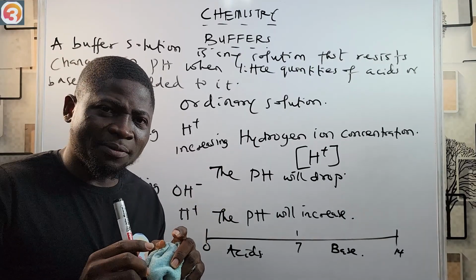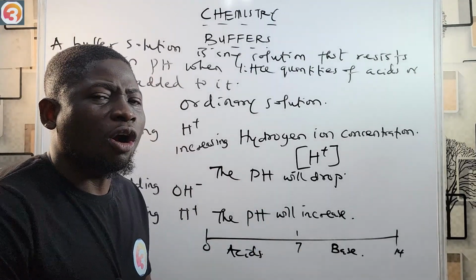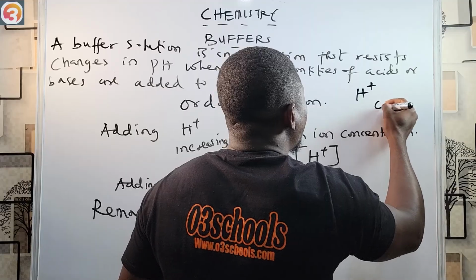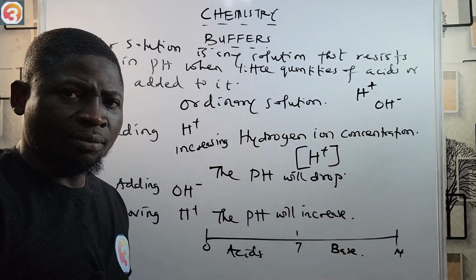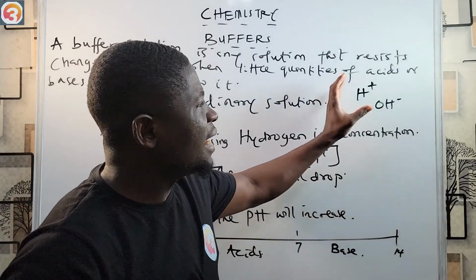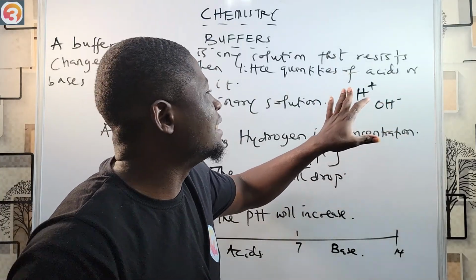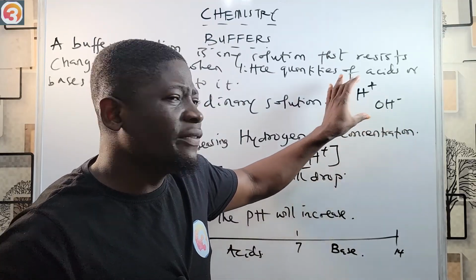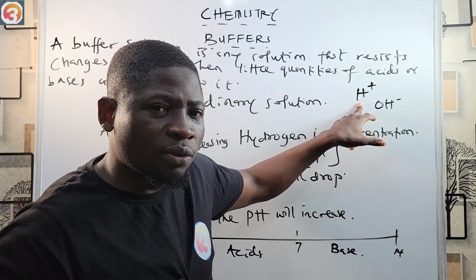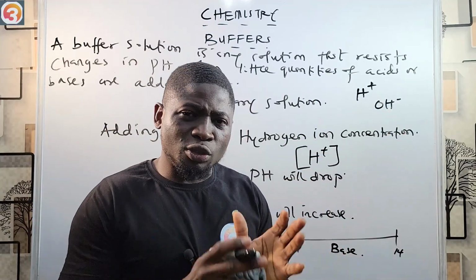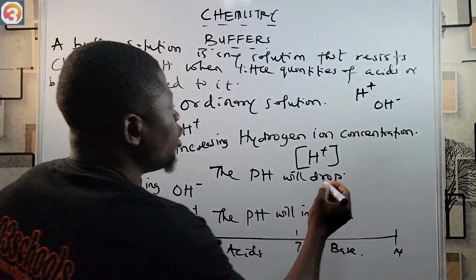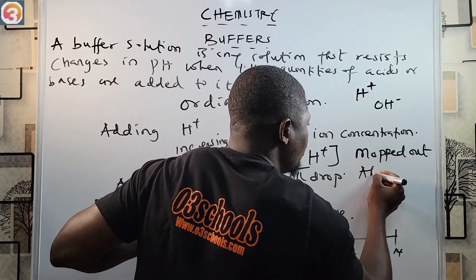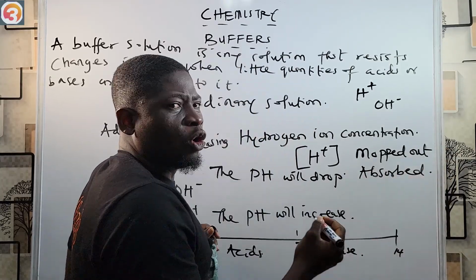Now, but for buffers, adding acids or bases to a buffer also means adding hydrogen ion to the solution, or adding hydroxyl ion to the solution. For buffers it is also the same. When we're adding acid or bases, it means we're also adding hydrogen ion or hydroxyl ion to the solution. There is no difference. The only difference here is that the hydrogen ion or the hydroxyl ion that are added to the solution are mopped out. It means they are absorbed.